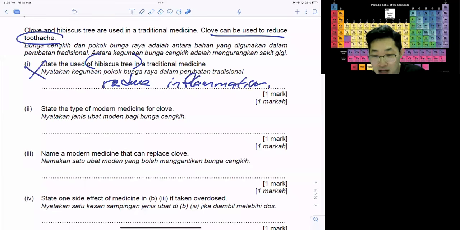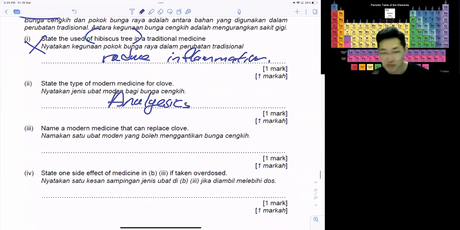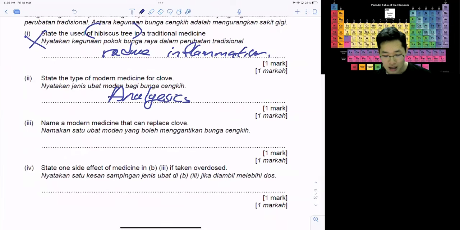I'm using the textbook now, but no hibiscus. Got one link one. You have to use that link of the QR code. Only then you get extra traditional medicine. Type of modern medicine for clove, toothache, analgesic. I think there's one place got link one. Later I show you all.